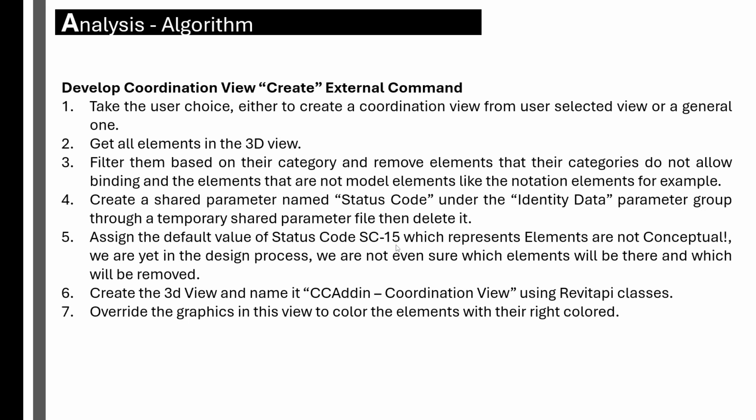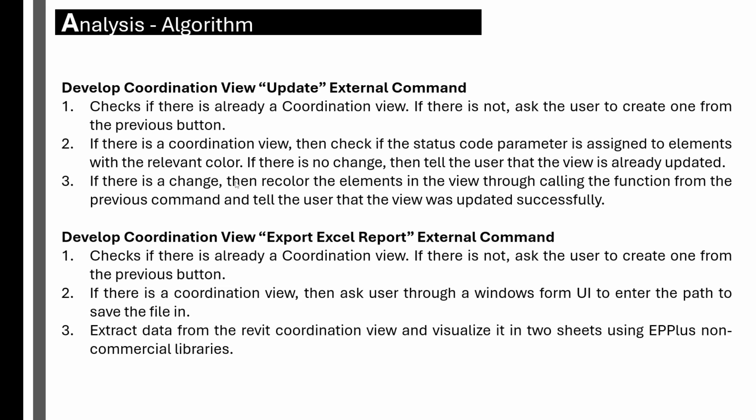Assign the default value of SC code 15 because it's the first one, which means that we are not sure which elements will be there and which will be removed. Then we will create the 3D view and name it coordination view using Revit API classes, and then override the graphics in this view. Regarding the update external command, the algorithm is simple.